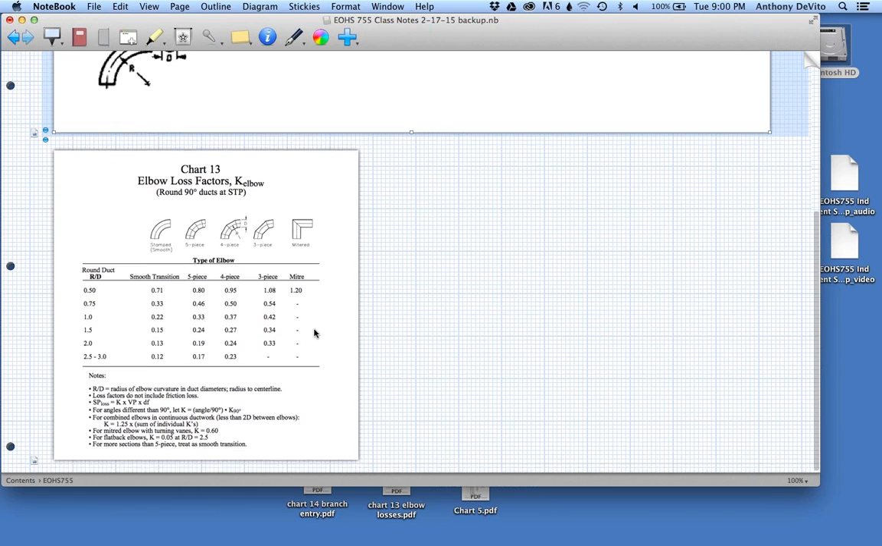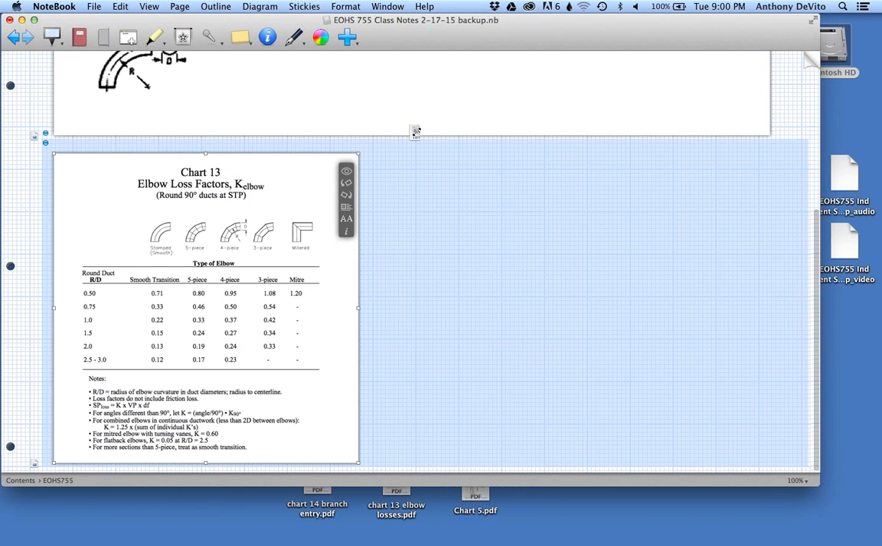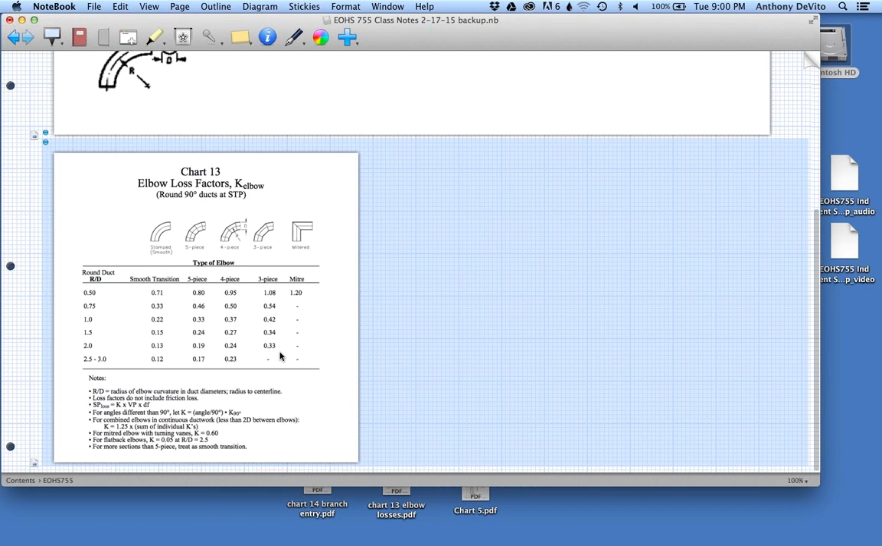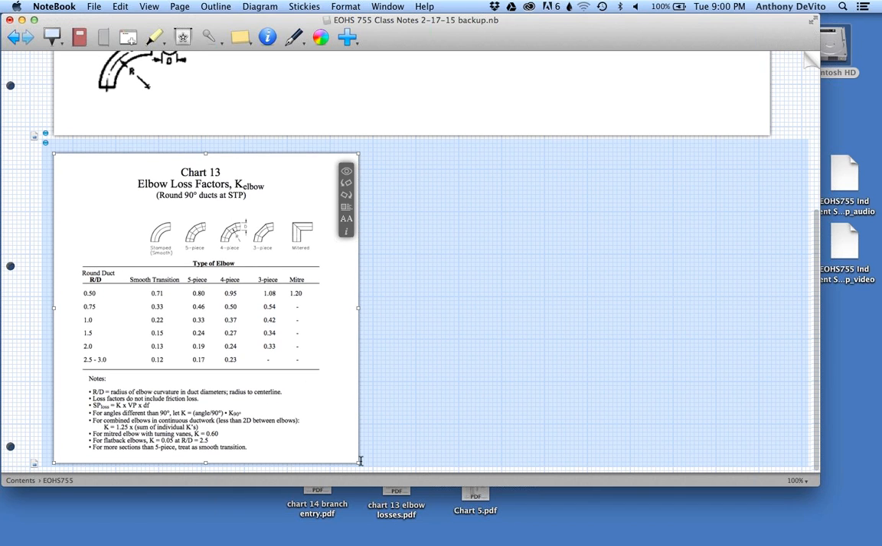Well, we're going to use a measure for round ductwork that we're going to call R over D. And believe me, you can actually buy ductwork defined by that number. I'm going to see if I can make this blow up a little bit.